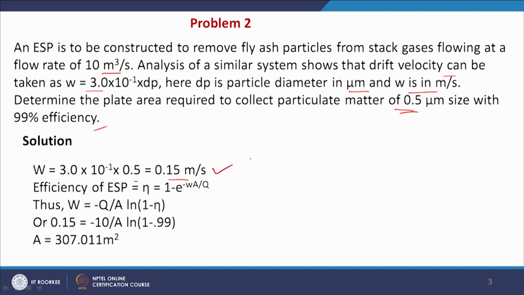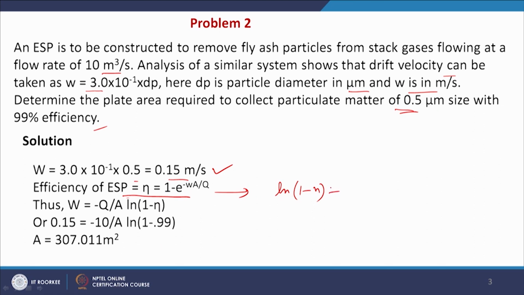So, this W value we will use in our efficiency expression, that is efficiency of ESP, eta, is equal to 1 minus e to the power minus W A by Q. So, what will be the A then? We will take ln on both sides. We bring this 1 to this side, so 1 minus eta is equal to e to the power minus W A by Q, and then ln 1 minus eta.